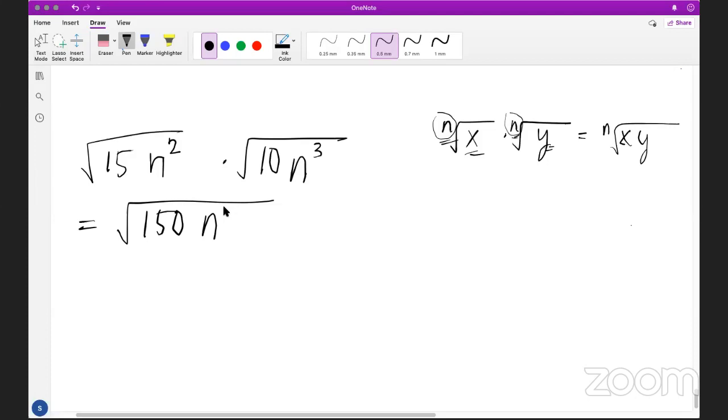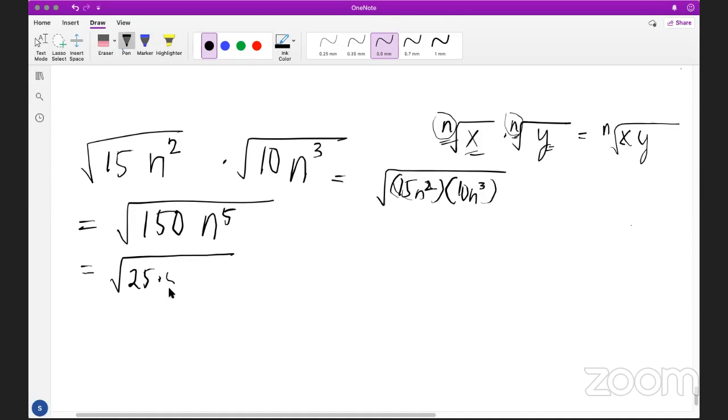Okay, minultiply ko lang sa loob guys ha. 15 n squared times 10 n cubed. I'm assuming marunong na kayo mag-multiply ng mga ganito. Monomials lang to. Okay? Ano sa tingin nyo yung magbibigay sa atin ng perfect square dito? This one is divisible by 25. 25 times 5 is equal to 150. This one times n raised to 4 times n. So, ano yung mga pwede natin ilabas? 25 and n raised to 4.